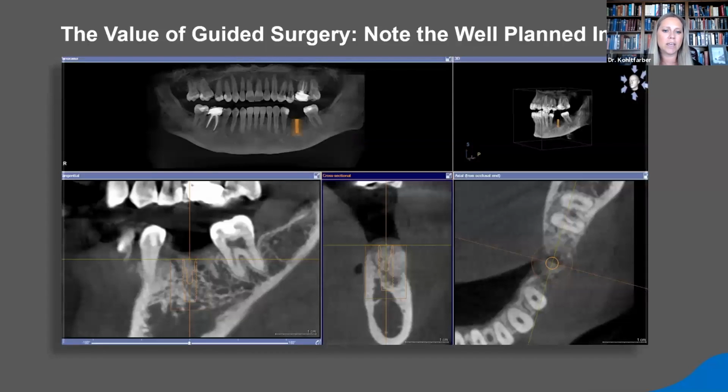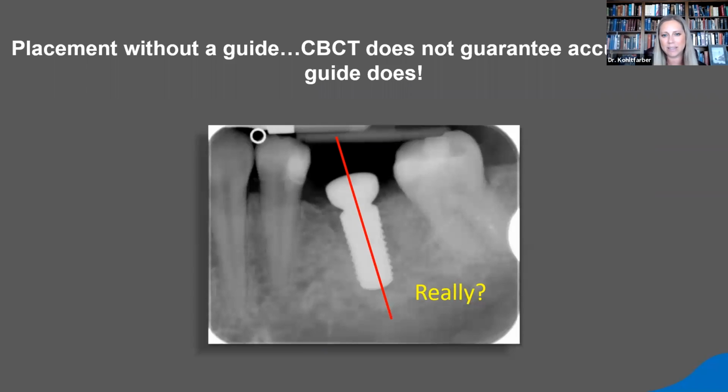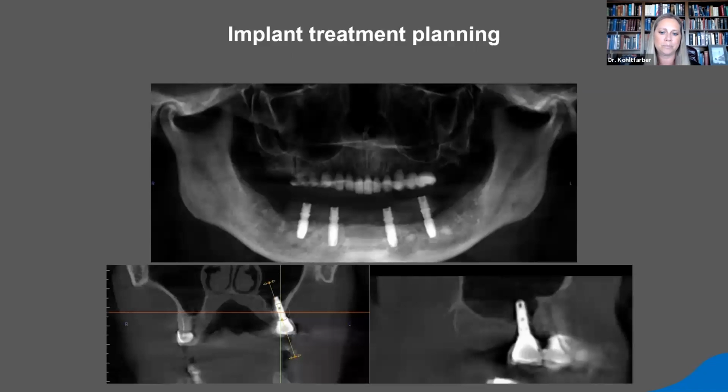Because we know that even if you have a huge space, and even if you can plan things correctly, we can't always place it correctly. Things go wrong once we move into the mouth. And so having a surgical guide is very, very helpful.